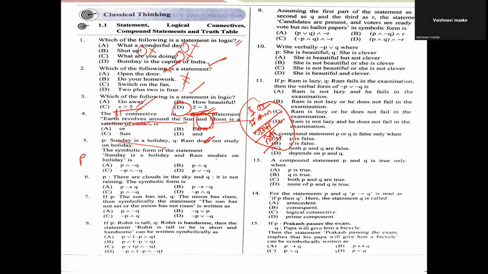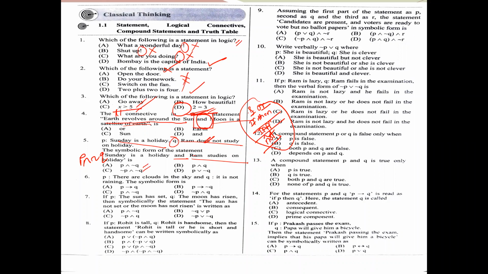Everybody getting it? Yes. Even though Ram does not study, it is given that Ram studies on holiday. The statement is given, and there is "and" in between. So P and negation Q. A is the correct option.